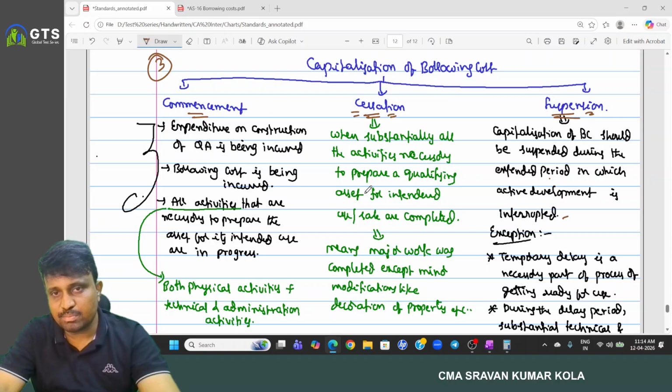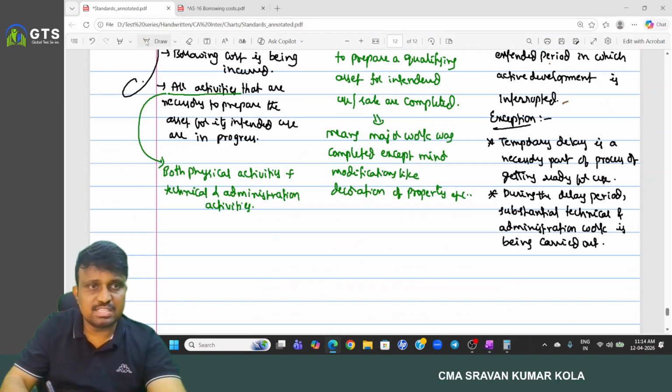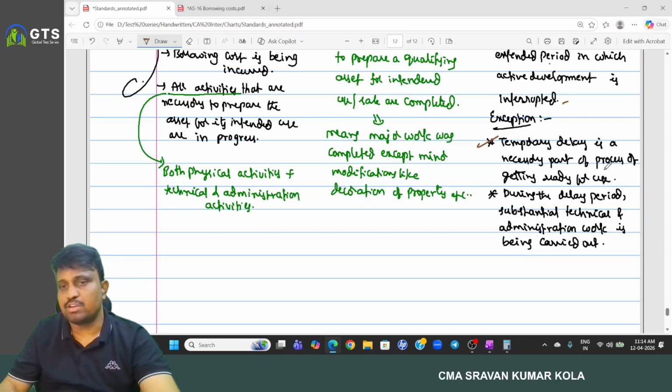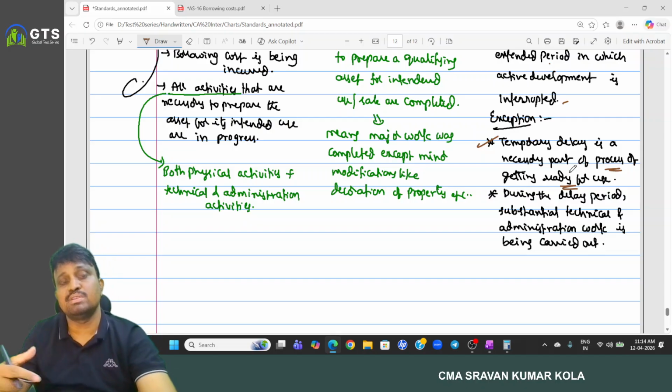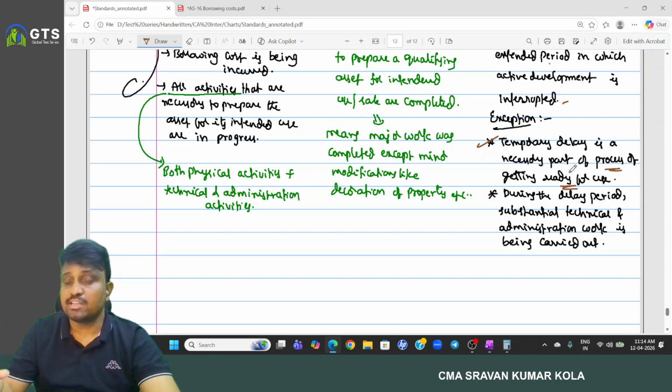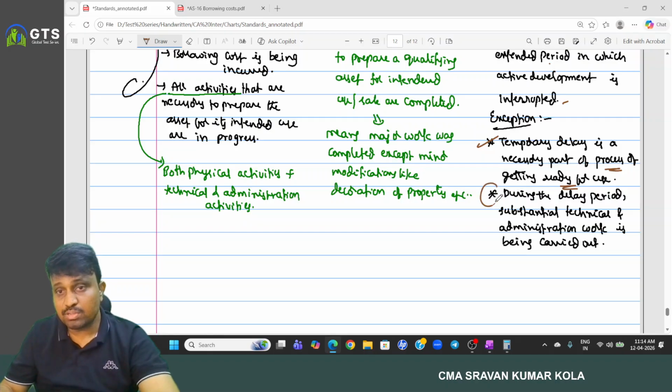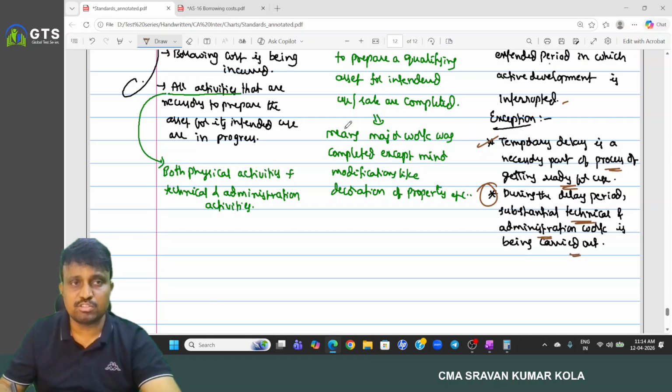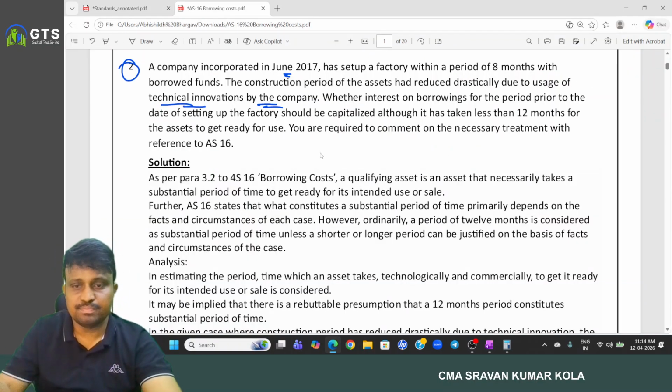So here we have two exceptions. One is the temporary delay that is a necessary part of the process of getting ready for usage. If the delay is also forming part of getting the asset ready for usage, and during the delay any substantial technical or administration work is done, there is no need to suspend the capitalization of the borrowing cost. In that period also you can capitalize it. Okay.